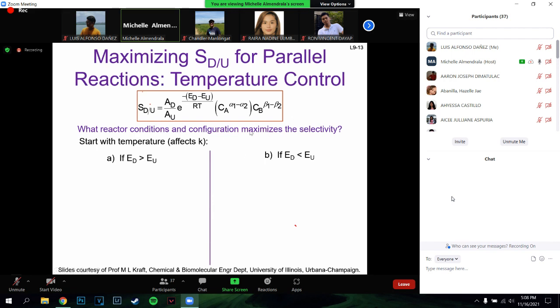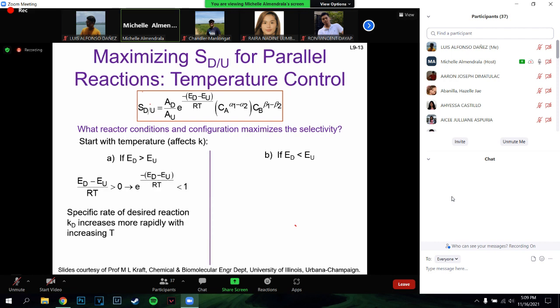So in order to do the simulation process, you start with temperature. It affects the value of k. So that's why you have to vary T and observe what happens. Of course, there are two cases. In case A, the activation energy of D is greater than that of U, and in case B, D has a lower activation energy than U. So that will be your process.